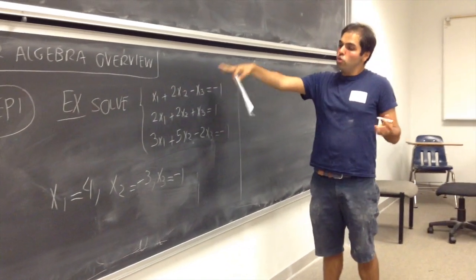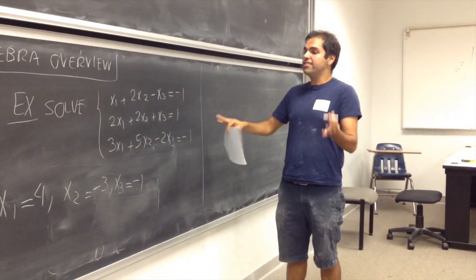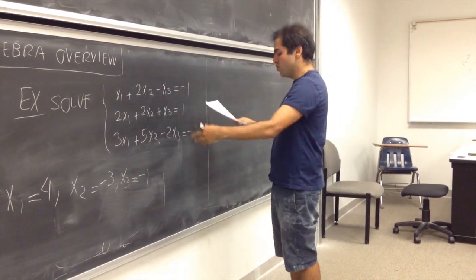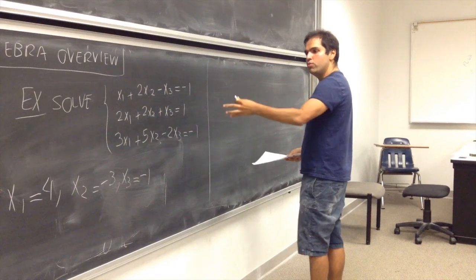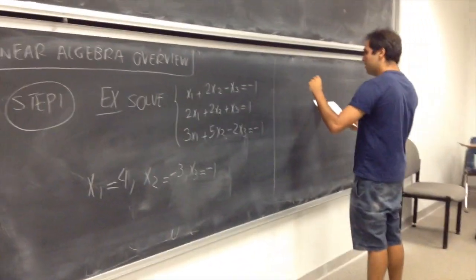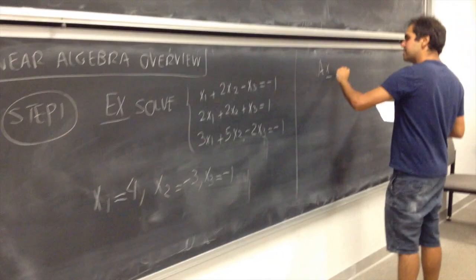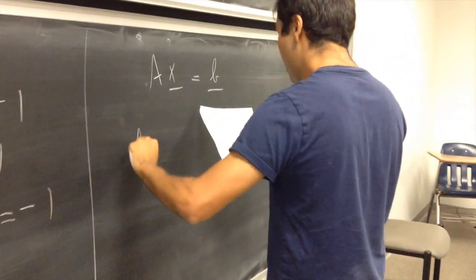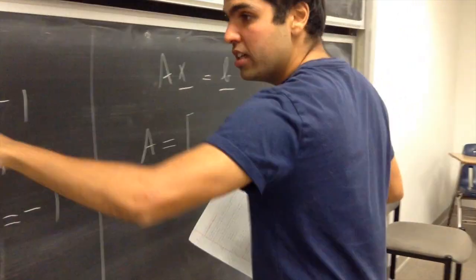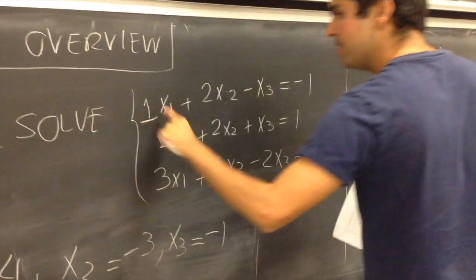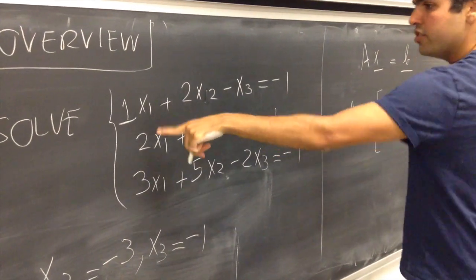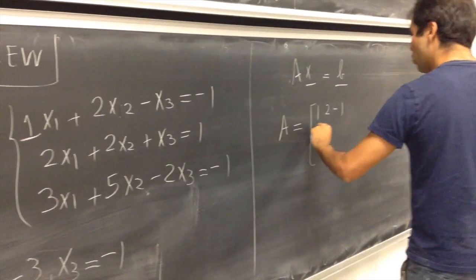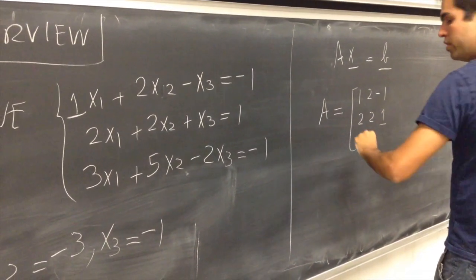Once you learned how to solve the system, the next step is to figure out how to rewrite this in another, maybe cleaner way. You can rewrite this in what's called a matrix form, namely, the system is equivalent to AX equals B, where A is the matrix of coefficients. Let me elucidate here. Here the coefficients are 1, 2, minus 1, 2, 2, 1, 3, 5, minus 2.